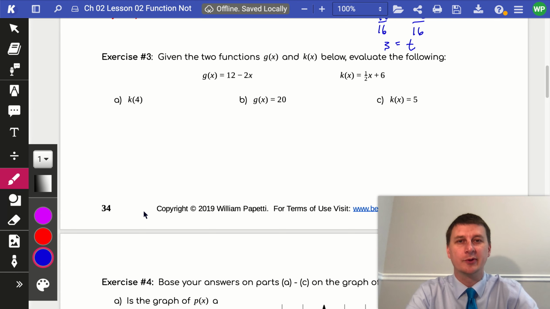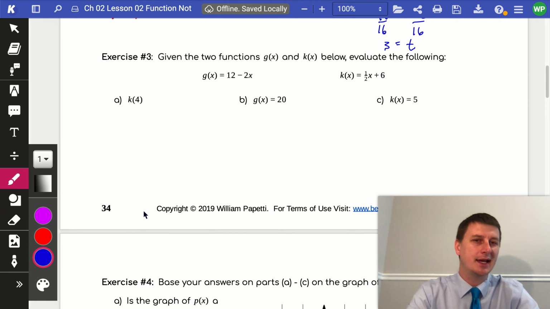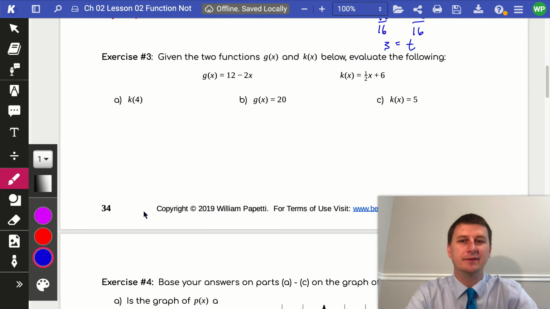You, Algebra 1. And in this video we're going to continue on with this thing called function notation. And in the last two videos we looked at how to evaluate based on a function that was given to us. Now in exercise number 3 we're given two functions, g of x and k of x. And based on parts A, B, and C we're going to have to evaluate the following.